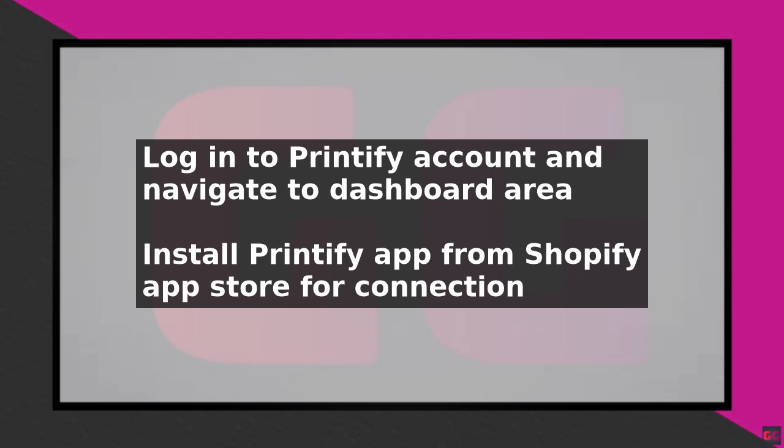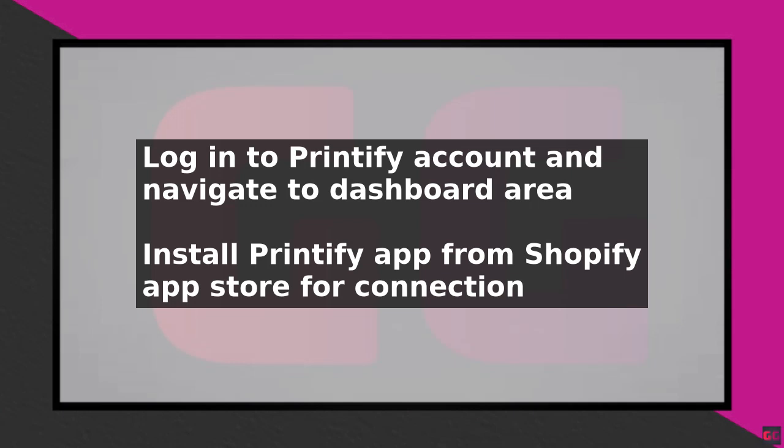Click the Add App button to install the app and follow the prompts to authorize Printify to access your Shopify store. Once the app is installed, you will be redirected back to your Printify dashboard. Click on the Connect to Shopify button to establish the connection between your Printify account and your Shopify store. You will be asked to enter your Shopify store URL and authorize Printify to access your store.